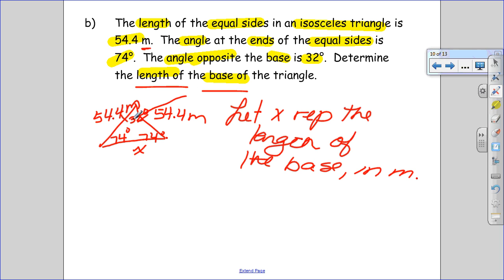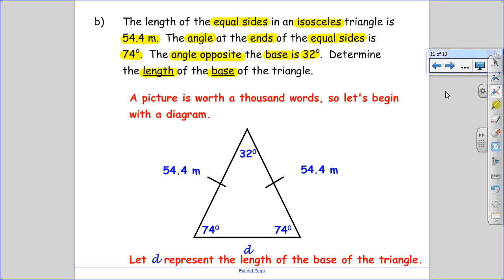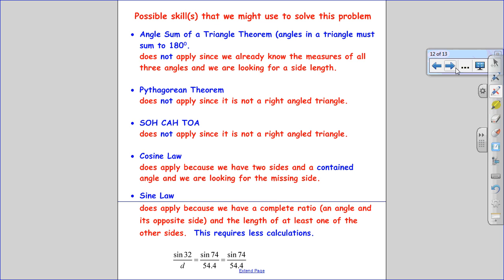Do I know a complete ratio? I do. And which one's going to require less calculations and less number crunching? I would say the sine law is going to. So I would do sine of 74 over 54.4, and I'm going to set that equal to the ratio that has x in it. So sine 32 over x. And of course, that's much neater in the next two slides here for you to read, and your answers down there at the bottom.